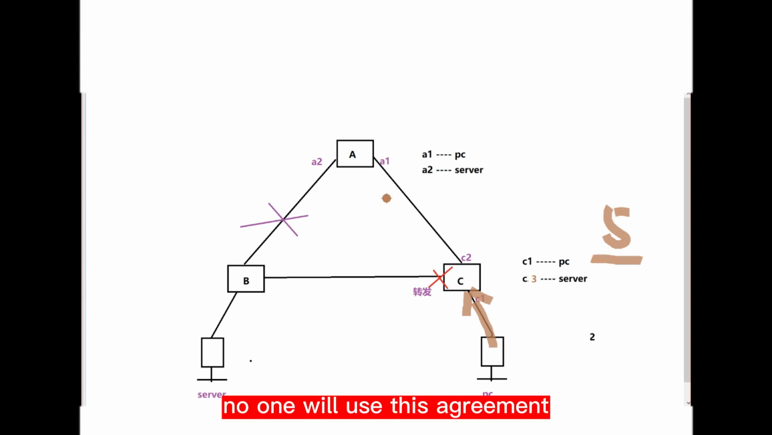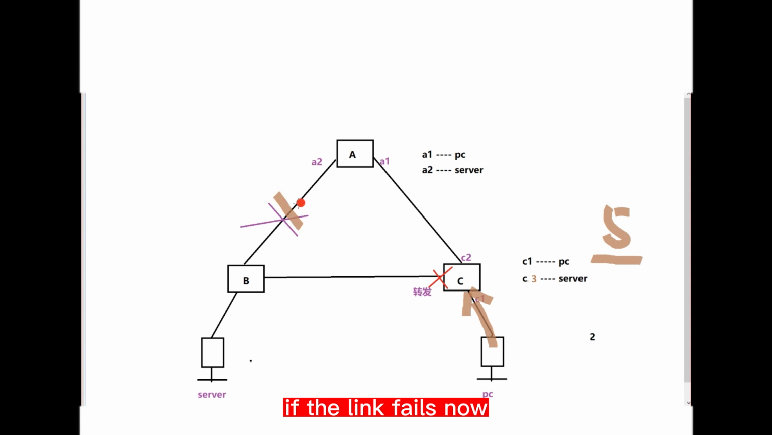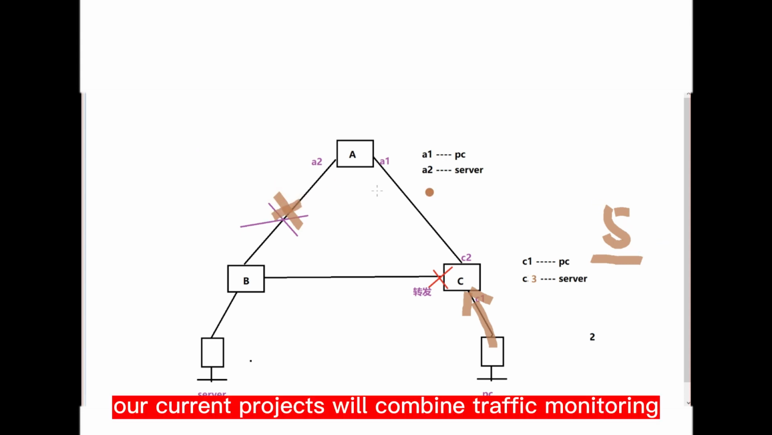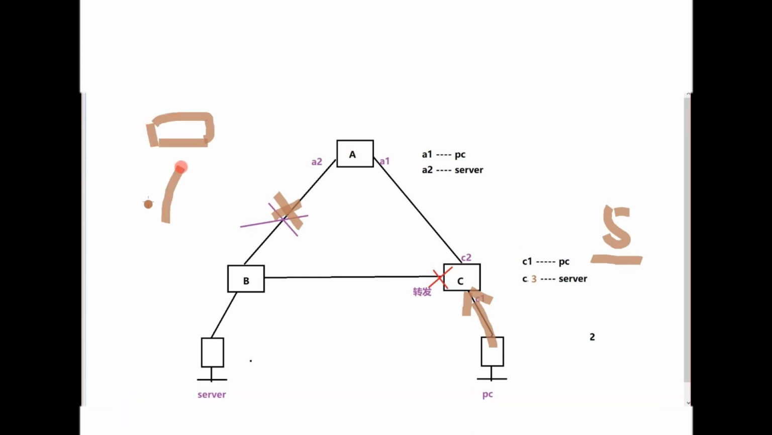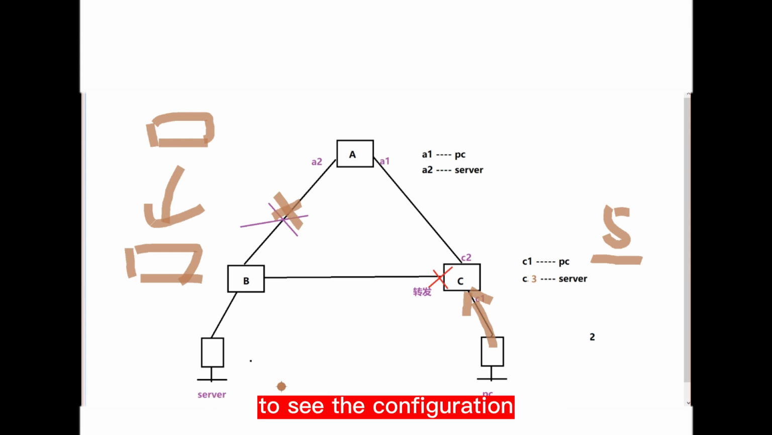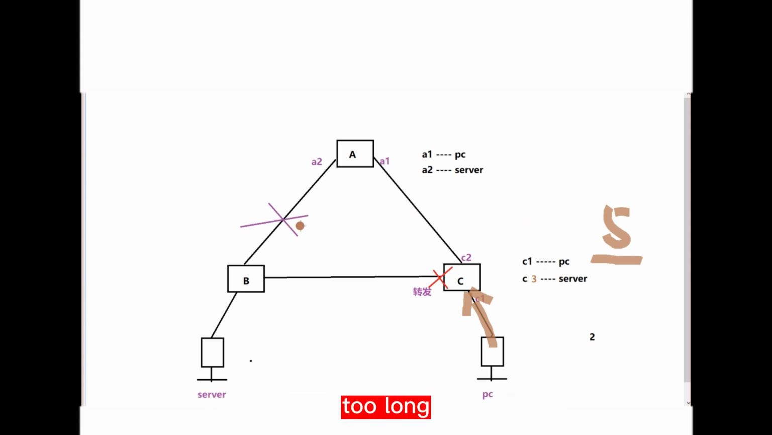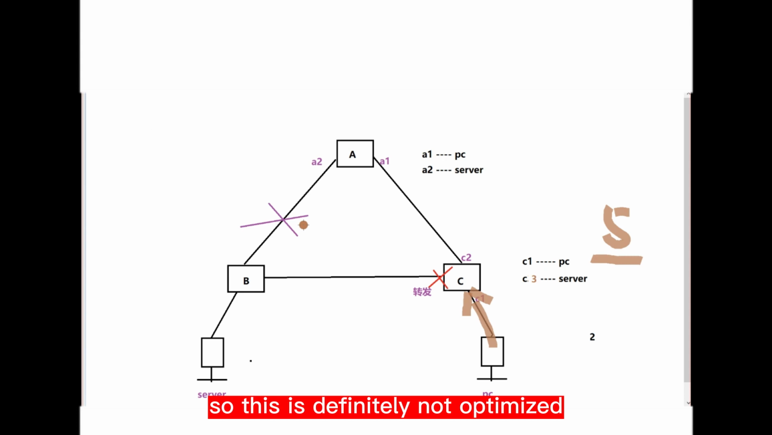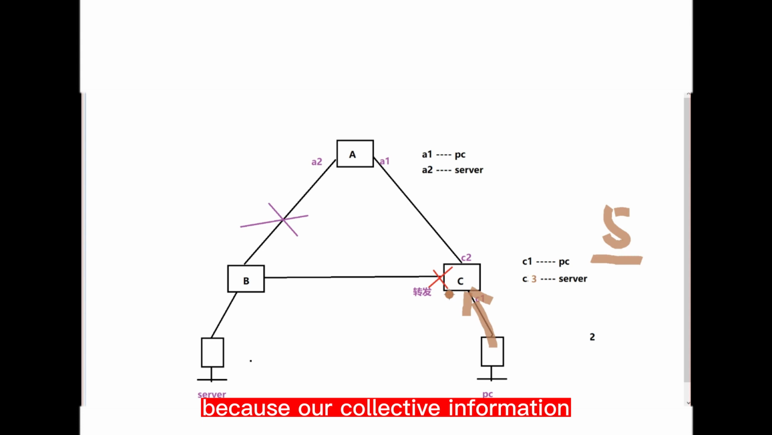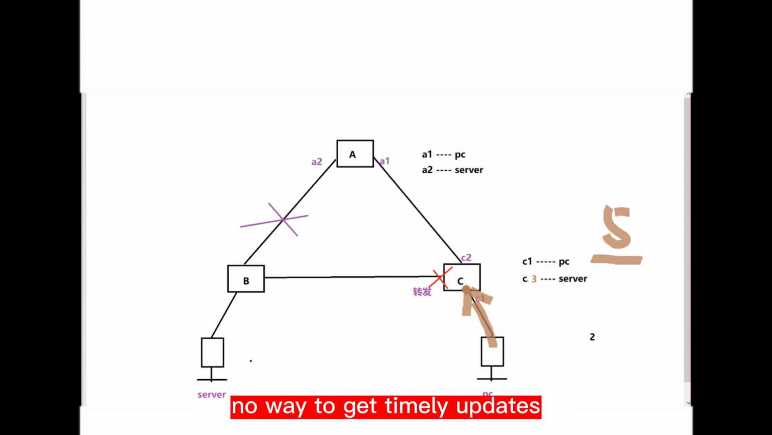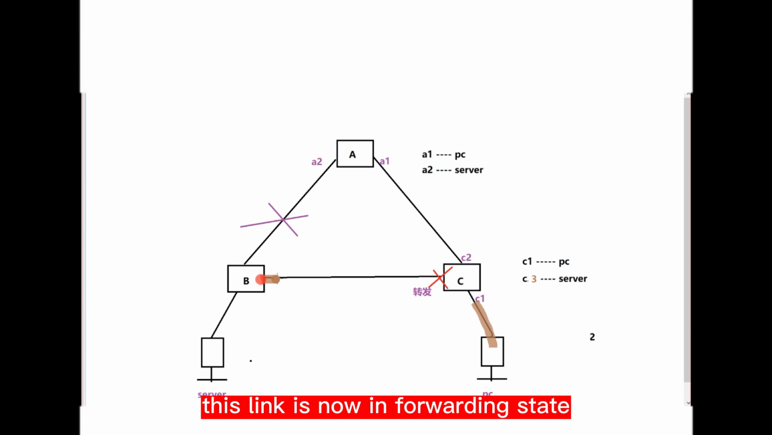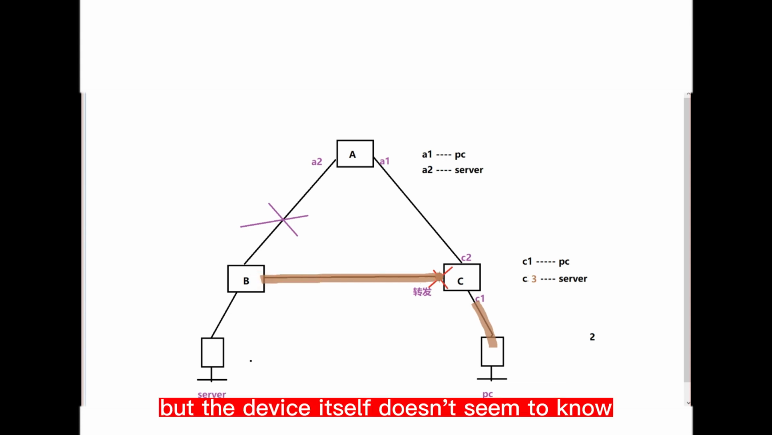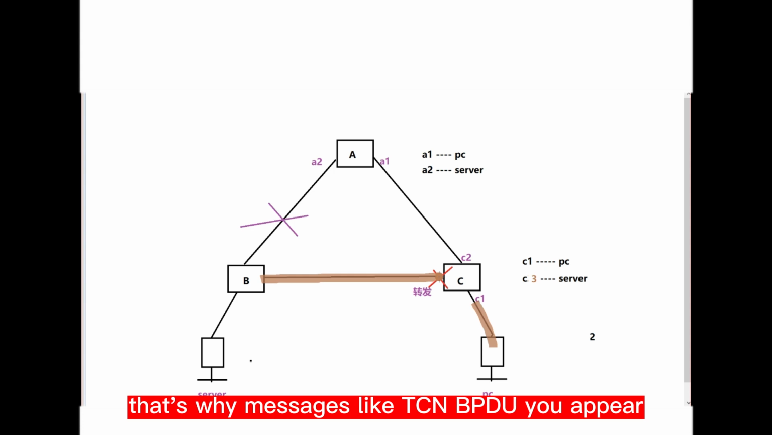no one will use this protocol. If the link fails now, our current projects will combine traffic monitoring. 5 minutes is enough time for me to call the police, then rush to the computer room to see the configuration. Too long. So this is definitely not optimized. So the reason why this happens is because our topology information has no way to get timely updates. This link is now in forwarding state, but the device itself doesn't seem to know. That's why messages like TCN-BPDU appear.